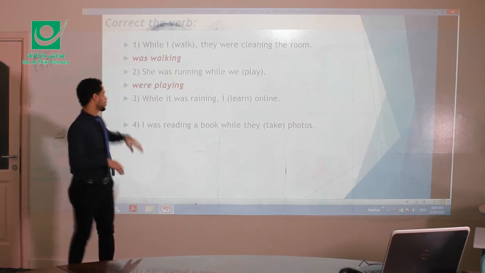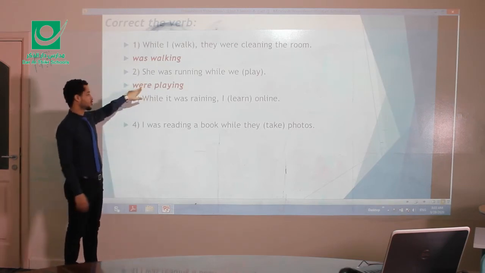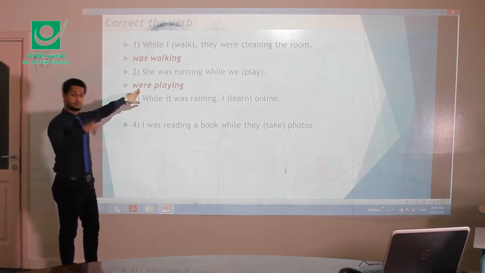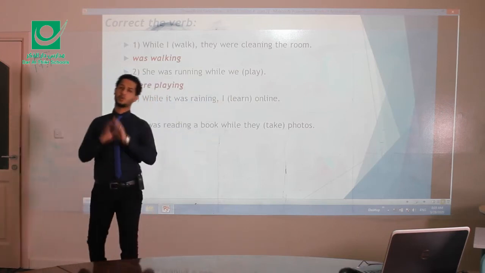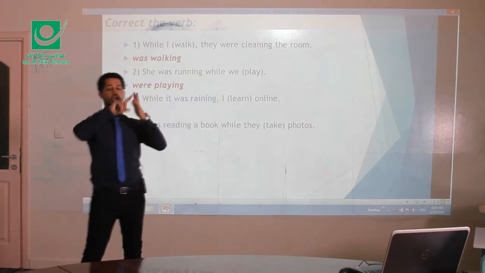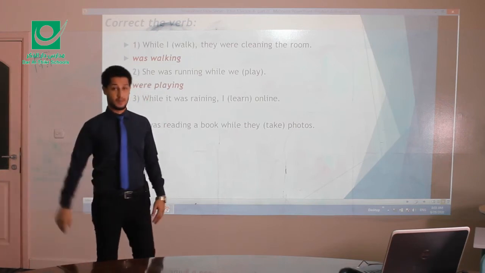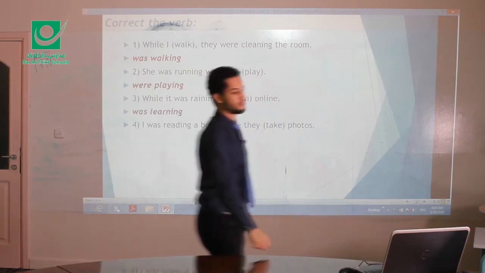Teacher, I wrote only playing. You will lose marks. You have to say was or were first. Teacher, I said was playing. Wrong. After we say were. Was comes with he, she, it, I, and any singular noun. Let's see the answer of number 3.